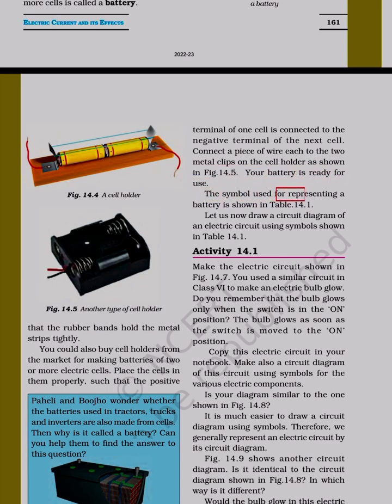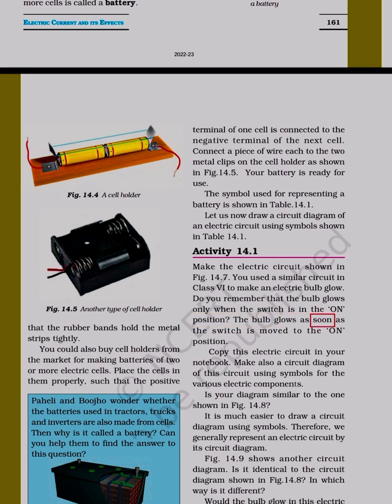The symbol used for representing a battery is shown in Table 14.1. Let us now draw a circuit diagram of an electric circuit using symbols shown in Table 14.1. Activity 14.1. Make the electric circuit shown in Figure 14.7. You used a similar circuit in Class 6 to make an electric bulb glow. Do you remember that the bulb glows only when the switch is in the on position?